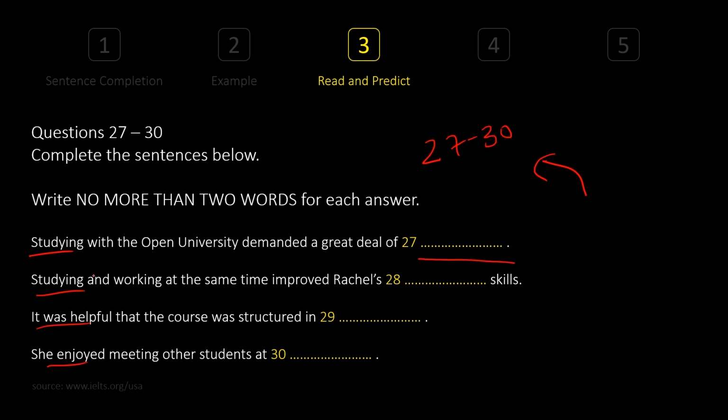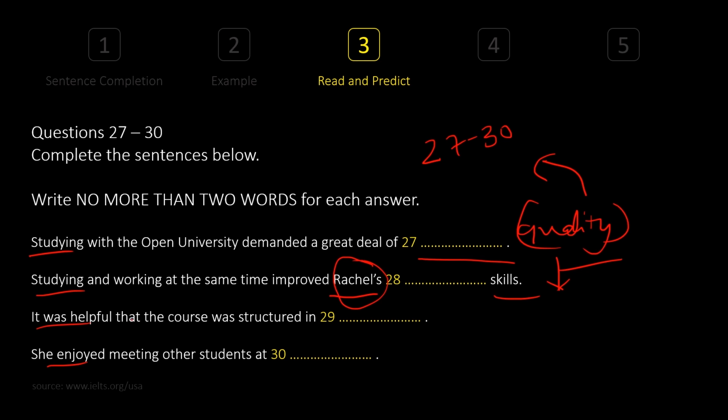Let's read together. Studying with the Open University demanded a great deal of what? Hard work or some kind of quality for sure. So in the question paper, write in brackets, this will be a quality. Studying and working at the same time improved Rachel's blank skill. Again, this will be a quality. They have already mentioned some kind of skill. But whose skill? Rachel's skill. You have to listen for information about Rachel, right?